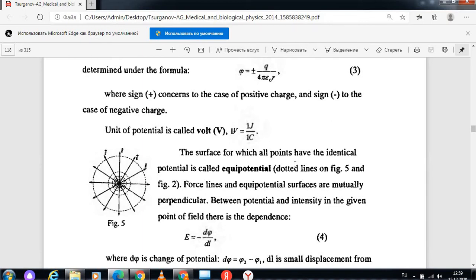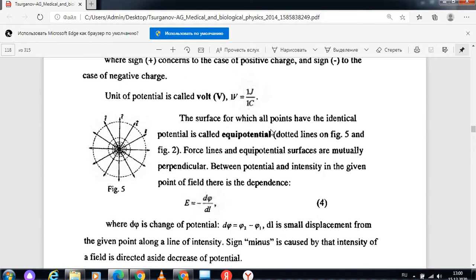So we measure potential, or potential difference, or voltage. Yes, the difference of potential of two points of the field is measured in volts. 1 volt is 1 joule per 1 coulomb. Again, a surface for which all points have the identical potential is called equipotential. Here is a dotted line on figure 5 and figure 2. The force lines and equipotential surfaces are mutually perpendicular.